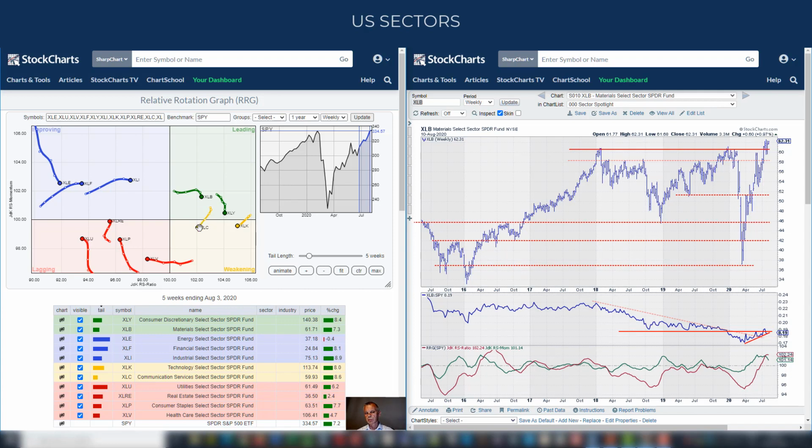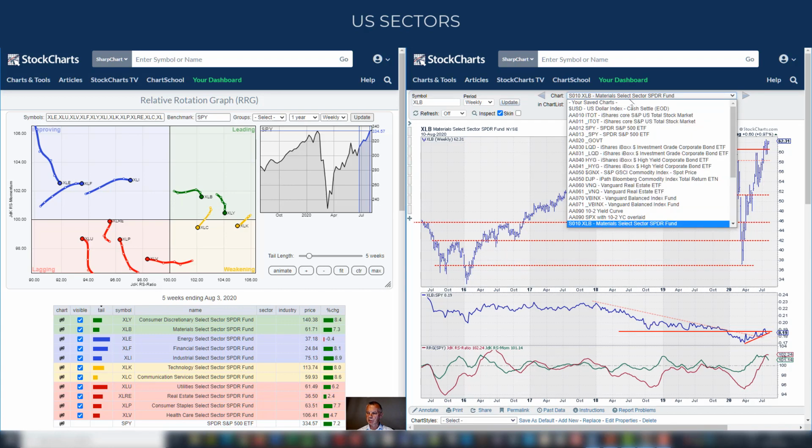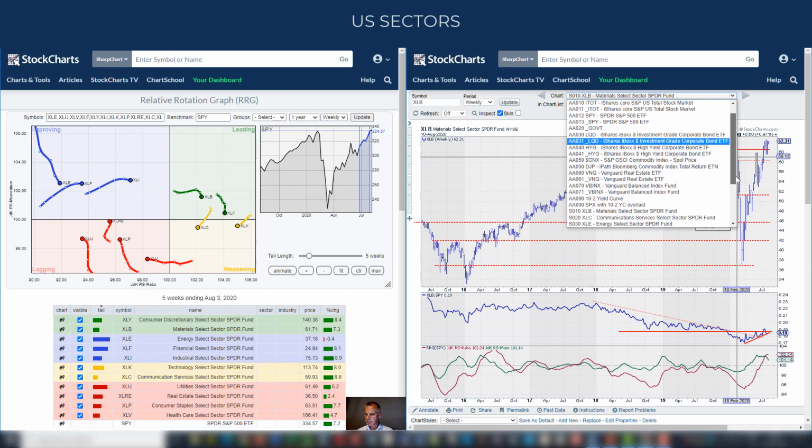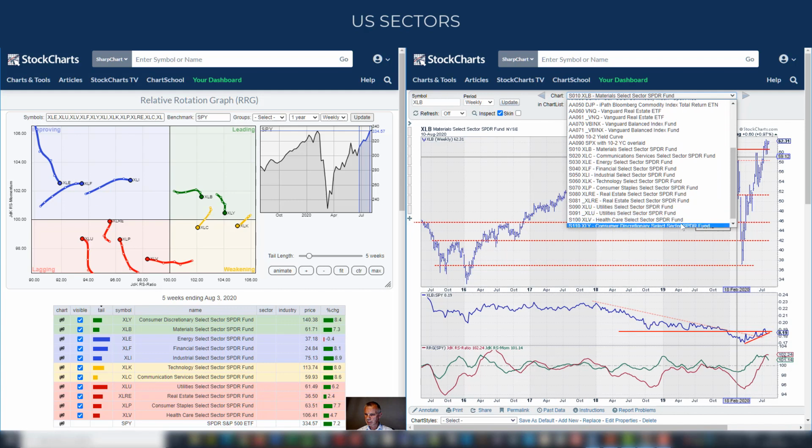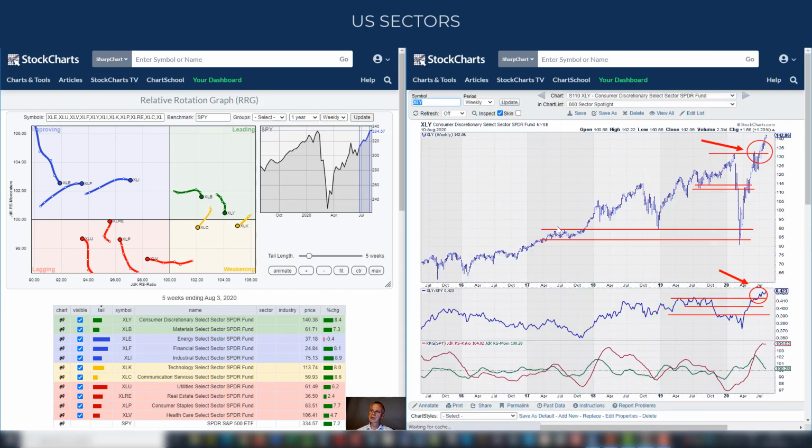It's still one of the stronger sectors on the weekly, on the longer term, and that's underscored by that breakout on the weekly price chart. So I'm going to assume that XLC and XLK are a little bit further ahead in the process than materials and discretionary. Let's quickly bring up the discretionary chart so we can see the difference between materials and discretionary.